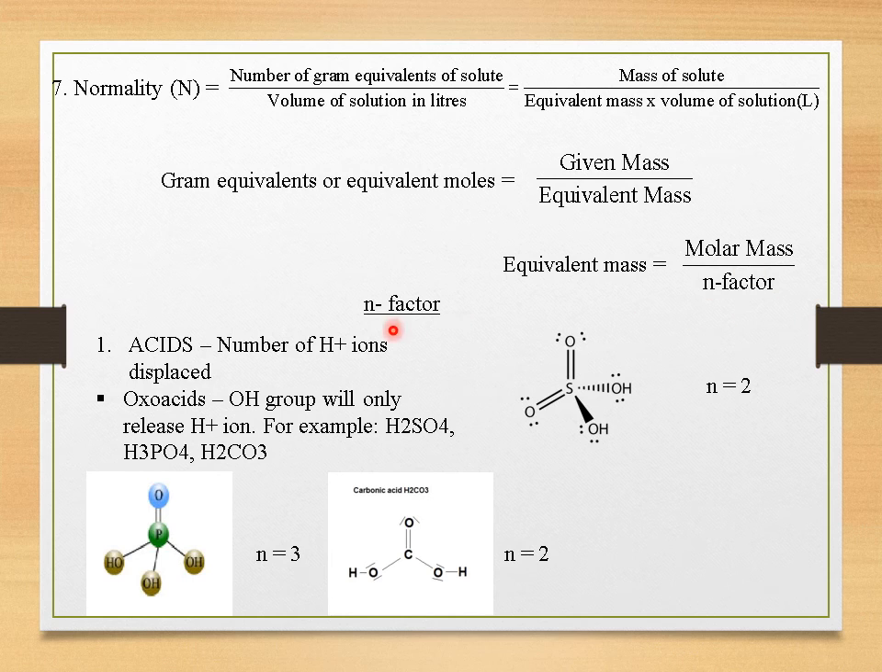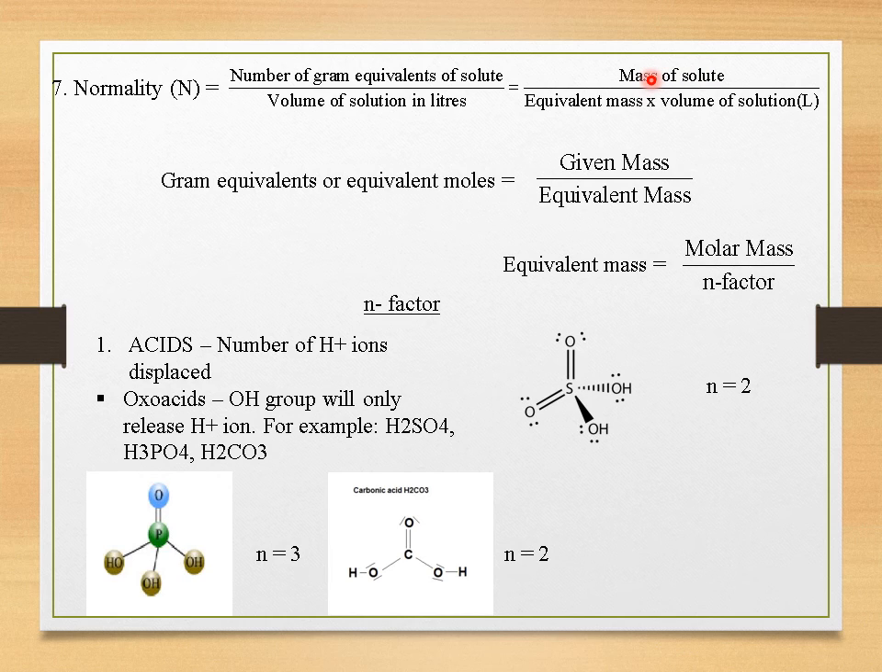So the value of the n factor will depend upon what kind of solution you're making, whether it's an acidic solution or a basic solution, or you're making a solution of an atom, or a solution which is in ionic form. So what kind of solution you are making will decide the value of this n factor, and from there you can easily calculate the equivalent mass. You can just put in this formula and find out the mass of the solute that would be required to make a 2 normal 1 liter solution of the acid.